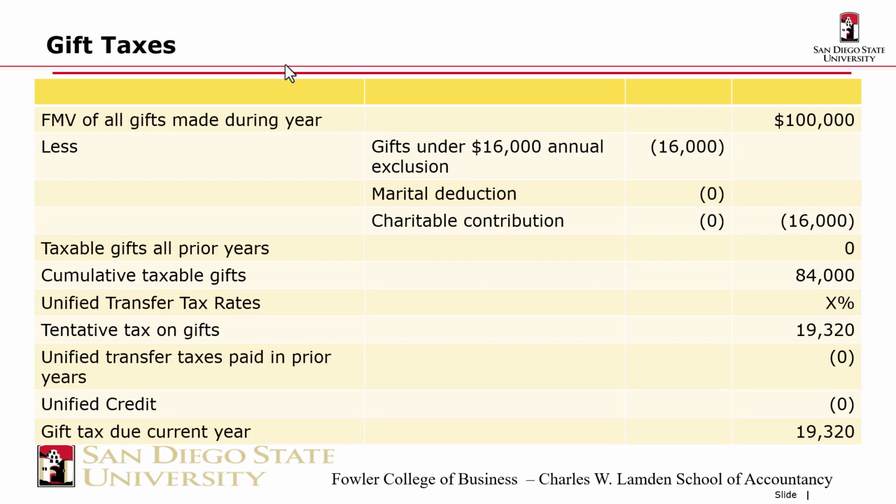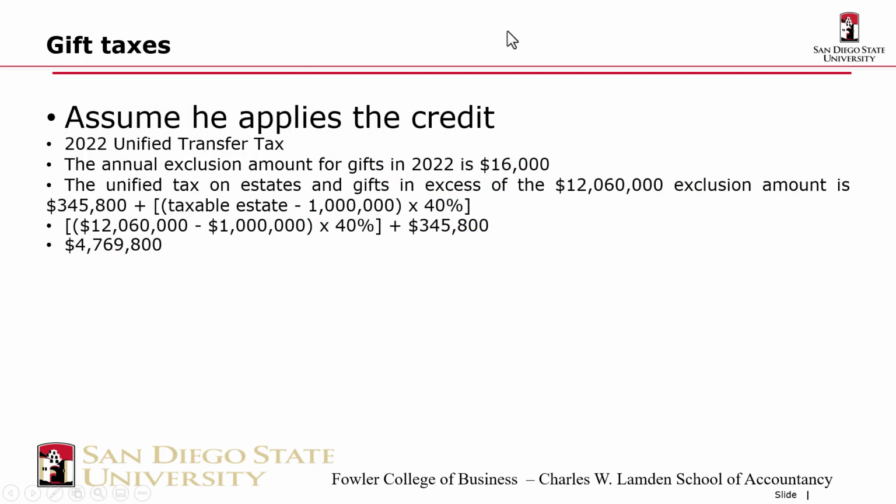Okay, let's redo this example, right? Same example, except now we're going to assume he applies the unified credit. So now we actually have to convert this deduction, this exclusion amount, into the credit that we're eligible for. And that credit amount and the exclusion amount change every year. They're adjusted by inflation. Last year it was $11,700,000. This year it's $12,060,000. So how do you do that?